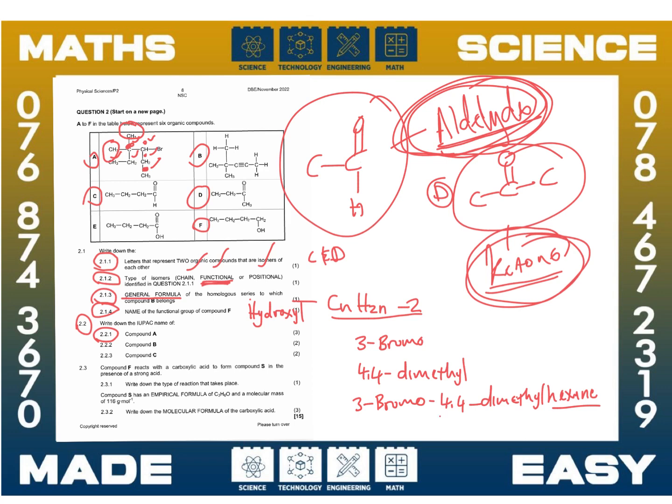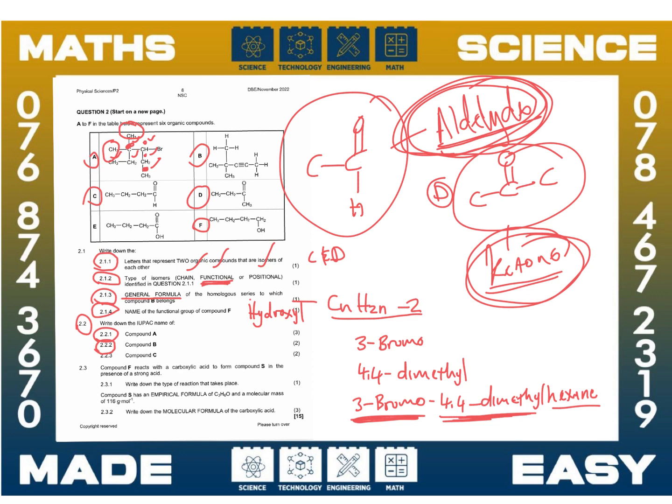On position number 4, there are 2 methyl groups, so we said 4,4 dimethyl. On position number 3, we had the halogen, which is bromine. That's why we said bromo. Okay, we go to 2.2. Compound B. We need to write the IUPAC name of compound B.